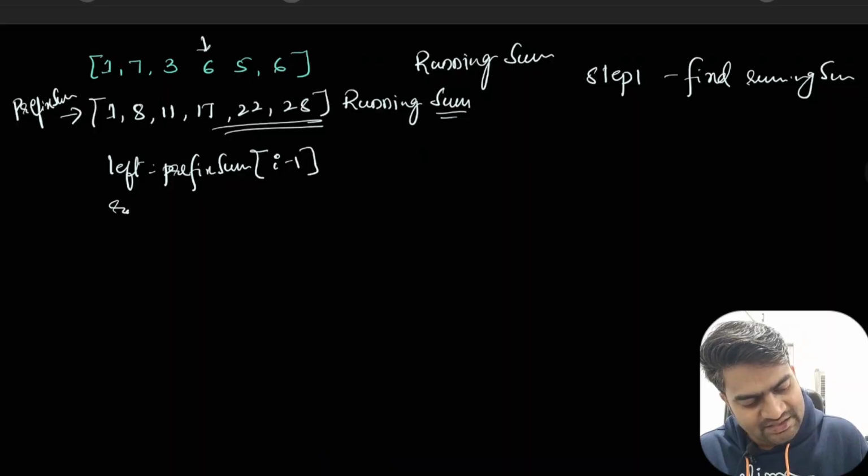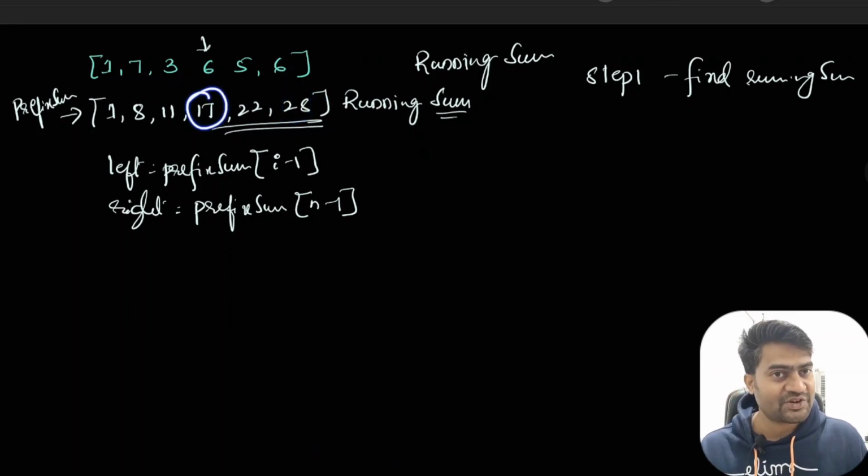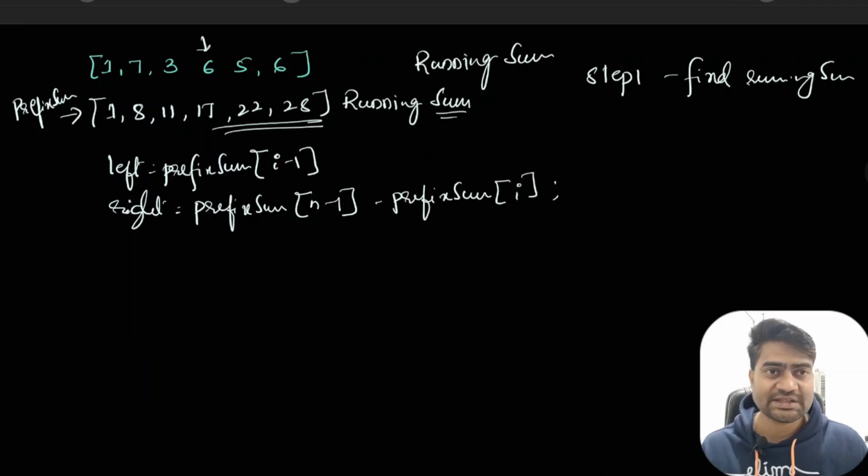Then what is right? Right will be prefix sum of n minus 1, basically this last number, then prefix sum of that particular number only, because this gives the running sum of this particular number, correct, right? So it is going to be minus prefix sum of I. This is our right value. Now I will compare whether these left and right values are the same or not, and then I will return based on that.